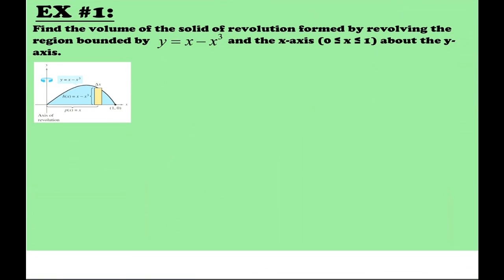All right, here's example number 1. It says to find the volume of the solid of revolution formed by revolving the region bounded by y equals x minus x cubed and the x-axis from 0 to 1 about the y-axis. Okay, so what we should do first is kind of graph a picture. If they don't give you a graph, you should probably graph a picture so you can kind of visualize what's going on. We have this function, and it starts at 0, it goes up and down, and it touches there again at 1. We have our axis of revolution, which says about the y-axis.